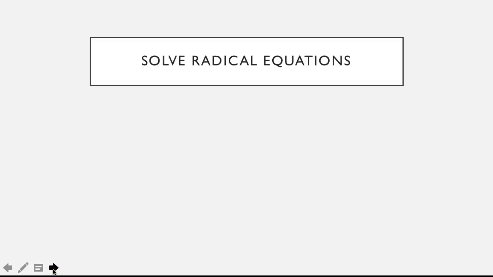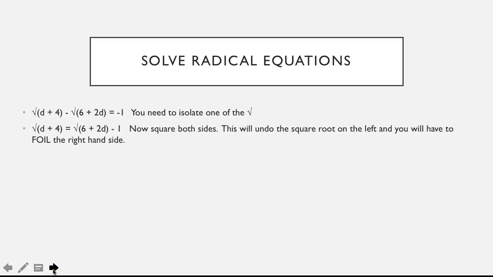And now solving radical equations. We have the square root of d plus 4 minus the square root of 6 plus 2d equals negative 1. You need to isolate one of the square roots. I chose to do that by adding the square root of 6 plus 2d to the other side. And now you have to square both sides. This will undo the square root on the left, and you will have to FOIL the right hand side.